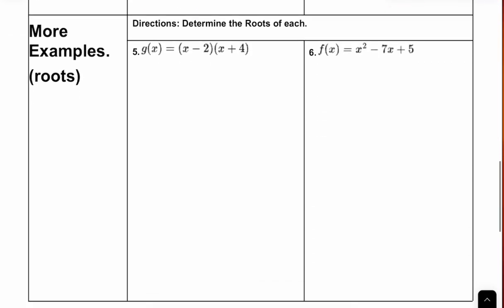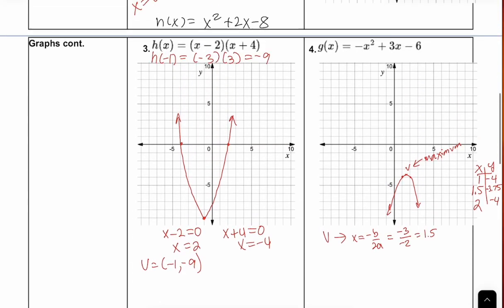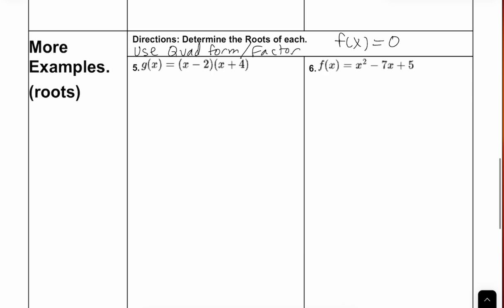So now let's practice finding roots. Now roots are, remember, it is where the function equals 0. You can either use the quadratic formula or you can factor. I always try factoring first. Now, if we revisit the problem that I think we did right above it, this is just like number 3. We already determined the roots.